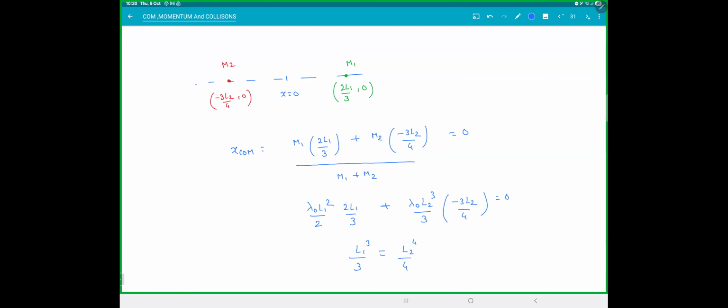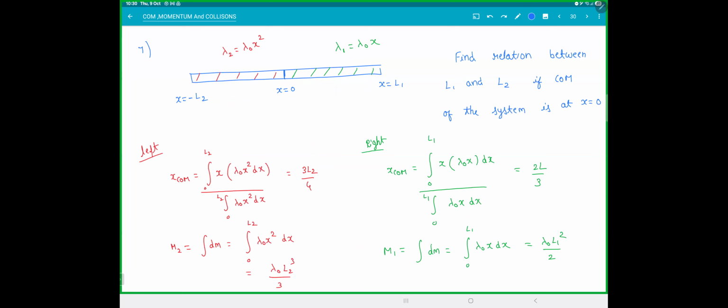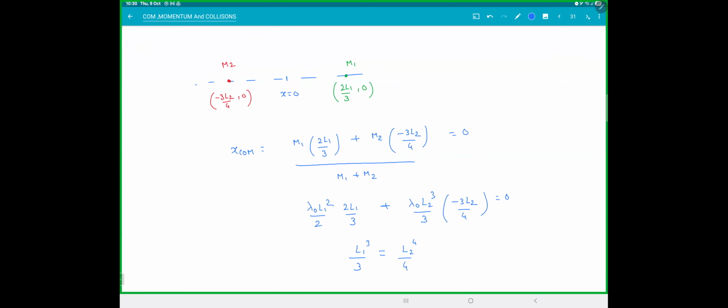All clear with the steps I did? I just found the mass of the rod. I found the center of mass of the rod. I just replaced them with two particles, and the center of mass of the two particles is at X equal to 0. This is what I was saying. If I give you a system made of different pieces, then find the center of mass of each piece, replace them with particles, and then solve the problem. All clear with this? That is how you handle rods.